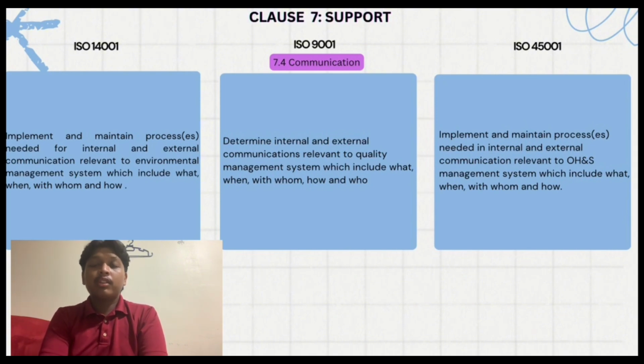For ISO 14001, implement and maintain the processes needed for internal and external communication relevant to the environmental management system, which include what, when, with whom, and how. Determine internal and external communications relevant to the quality management system, which include what, when, with whom, how, and who, for ISO 9001. While ISO 45001 is implement and maintain the processes needed for internal and external communication relevant to the OSH management system, which include what, when, with whom, and how.